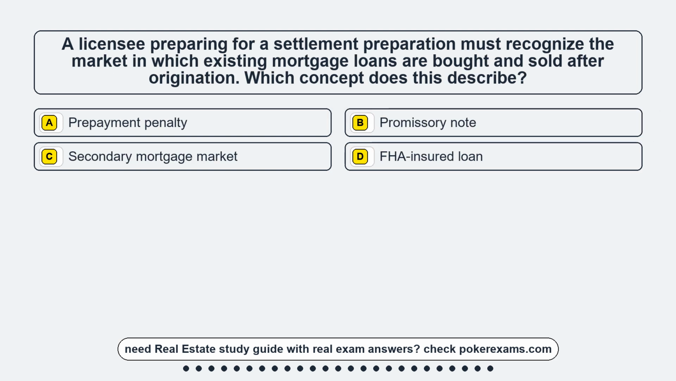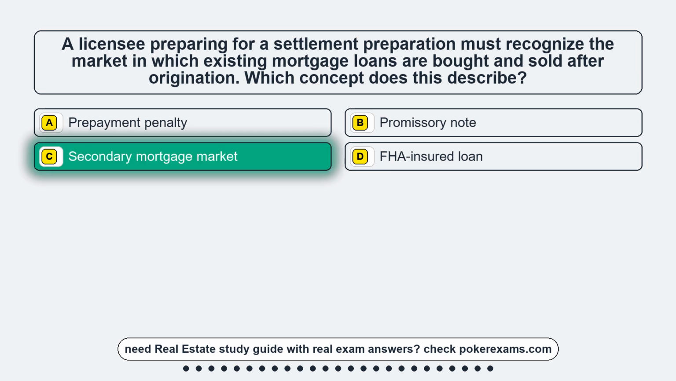Question 11. A licensee preparing for a settlement preparation must recognize the market in which existing mortgage loans are bought and sold after origination. Which concept does this describe? Option A, prepayment penalty. Option B, promissory note. Option C, secondary mortgage market. Option D, FHA-insured loan. The correct answer is option C, secondary mortgage market.